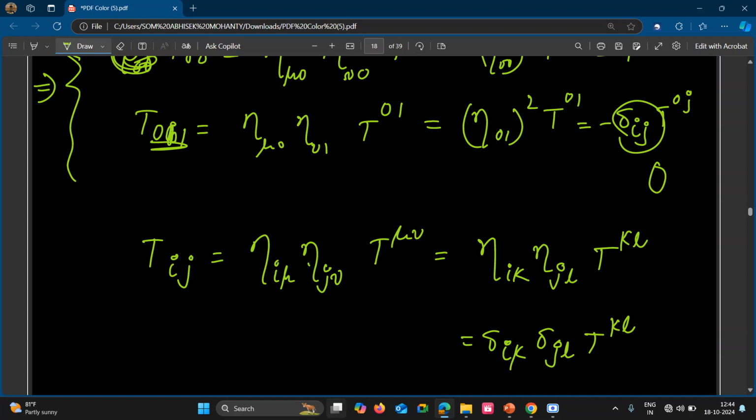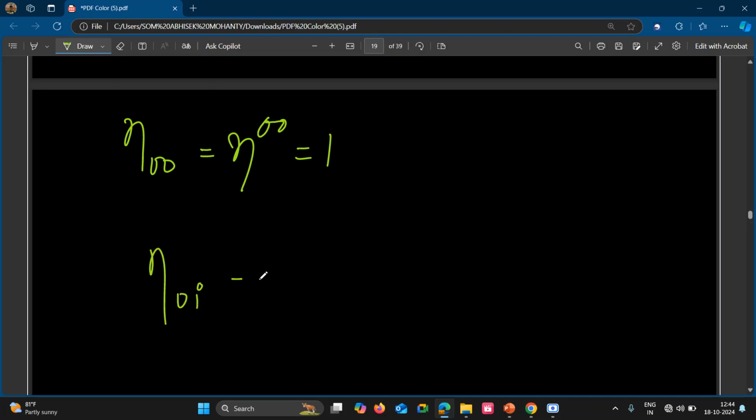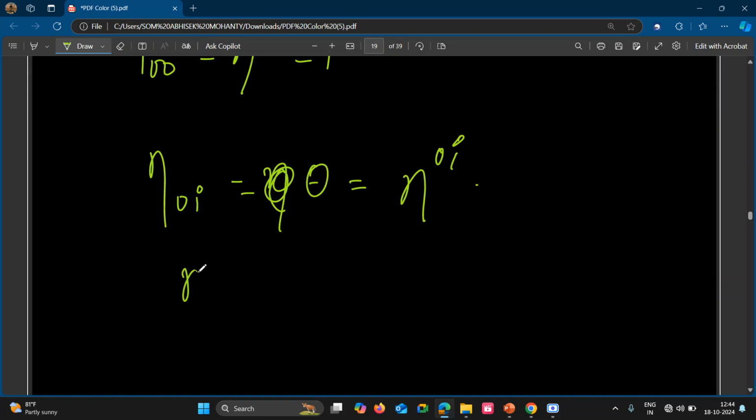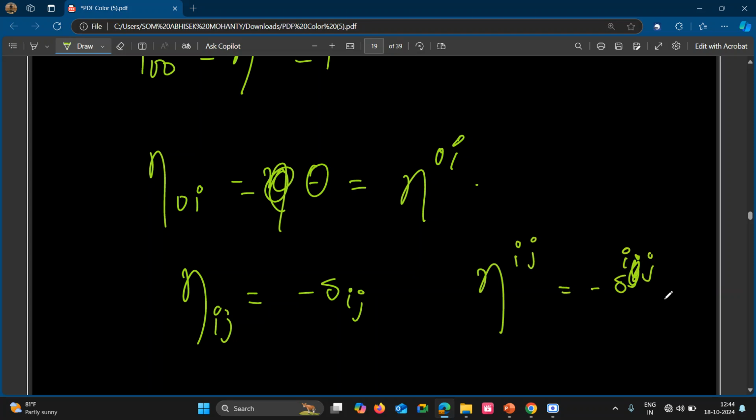Again, here eta 0 0 is simply eta 0 0, which is the one. Eta 0 i is actually your eta 0. Eta ij is the real deal. Eta ij is equal to minus delta ij. We've done it so many times now. Also eta ij can also be minus delta ij.